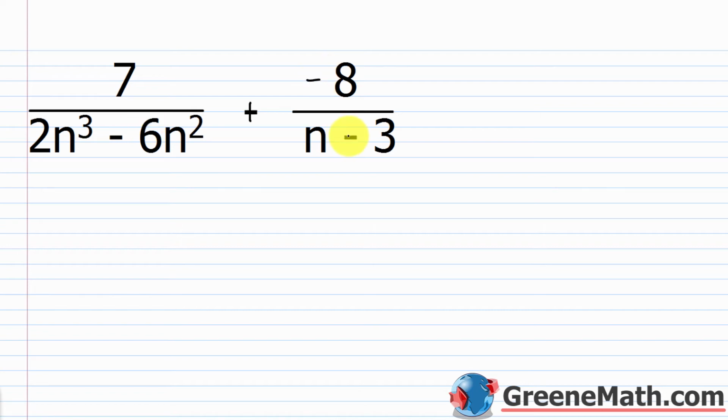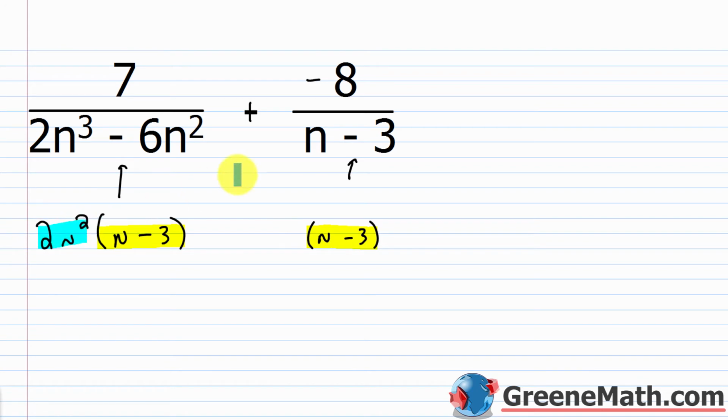So once I've rewritten this problem, I think about the denominators. So this is 2n cubed minus 6n squared. I could factor out a 2n squared, and I'd be left with n minus 3. And then here I just have an n minus 3. So what's common to both? They each have this n minus 3. I'm just missing the 2n squared.